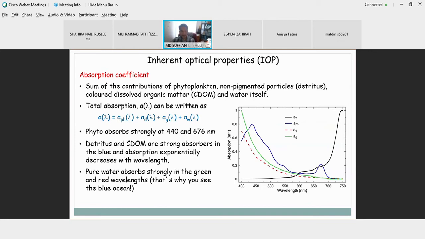Yang suspended particulate matter yang you ukur tu, dia involve pigmented particle such as phytoplankton, and non-pigmented particle. So bila you remove organic, dia akan tinggal inorganic. Inorganic tu dikenali sebagai detritus particle ataupun non-pigmented particle, a_d. Plus absorption coefficient by CDOM ataupun dissolved organic matter, a_g, and a_w for water.